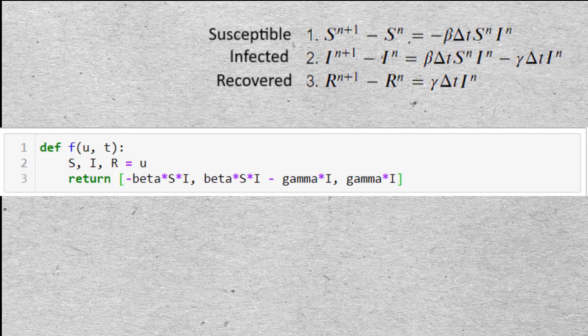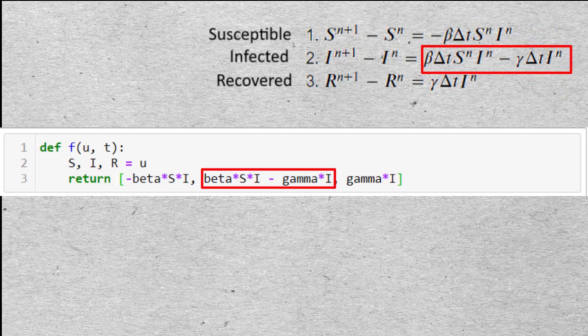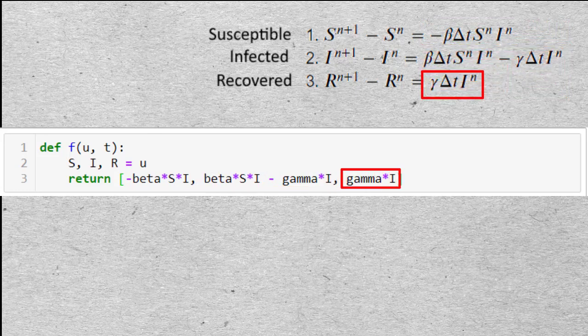We see that f returns all the information needed to execute our SIR model because the expressions in the returned list, minus beta S I, beta S I minus gamma I, and gamma I, are the right-hand sides of the three SIR equations. So we are returning to the calling program the instructions for calculating S, I, and R at a given time point. The calling program is our generic solver.